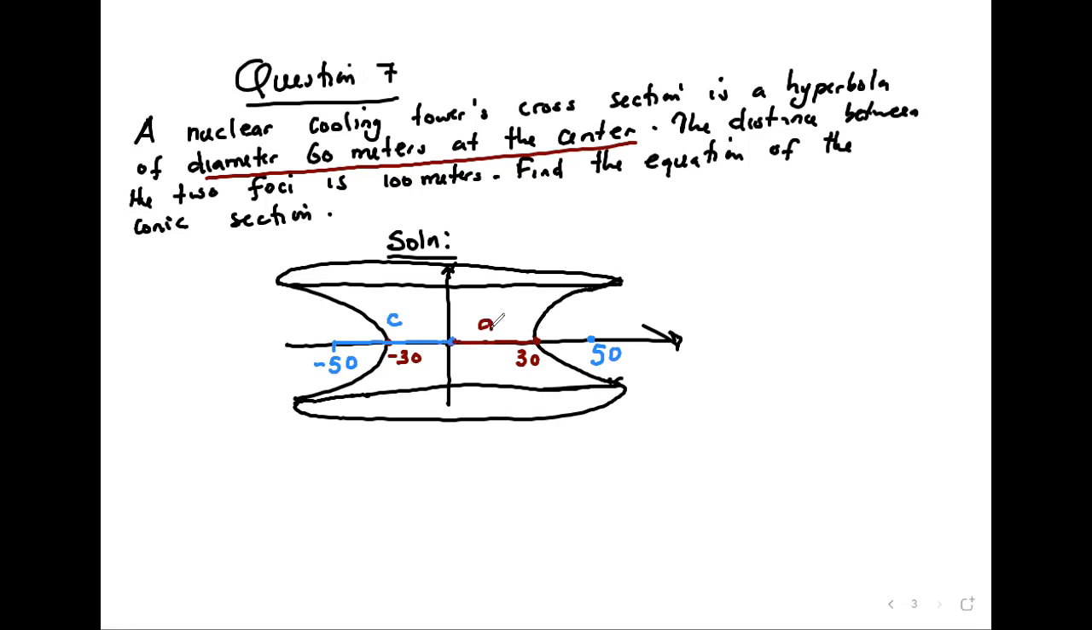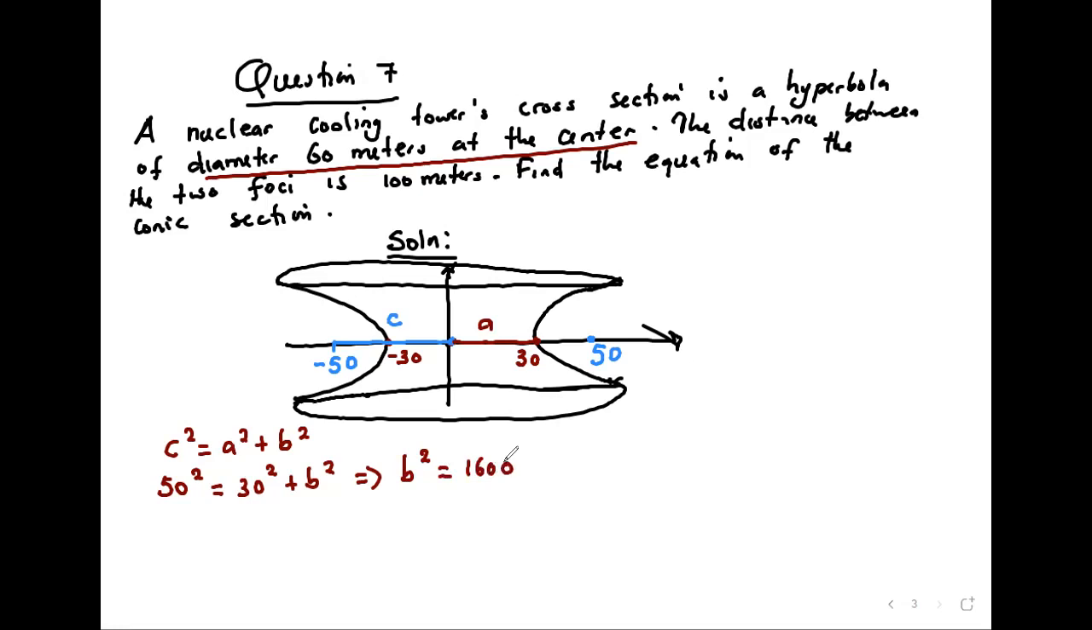Okay, so this is the hyperbola. We know that c squared is given as a squared plus b squared. Now we have c to be 50. When we square it, it will be equal to 30 squared plus b squared. So easily find the value of b. We have 50 squared minus 30 squared, giving us 1600. So b squared is equal to 1600.